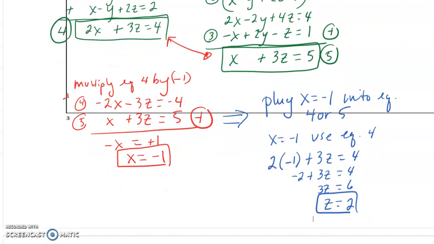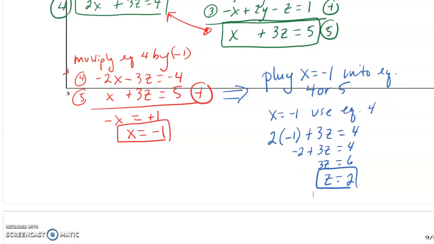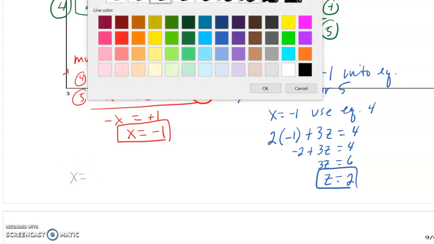Now I have two variables. Now I can go back. x equals, let's get something a little darker here.